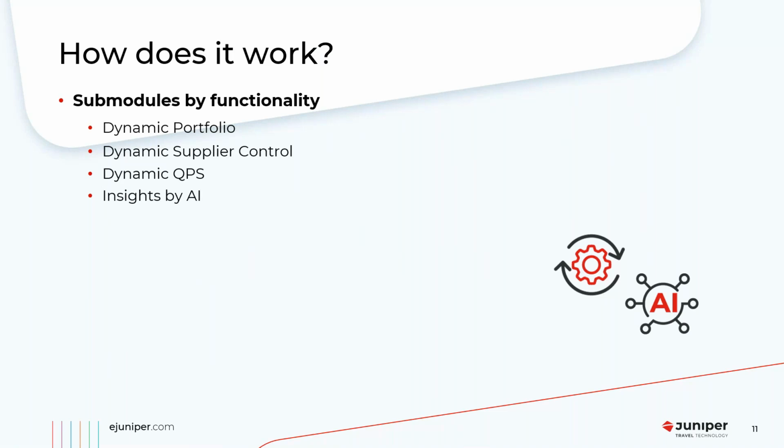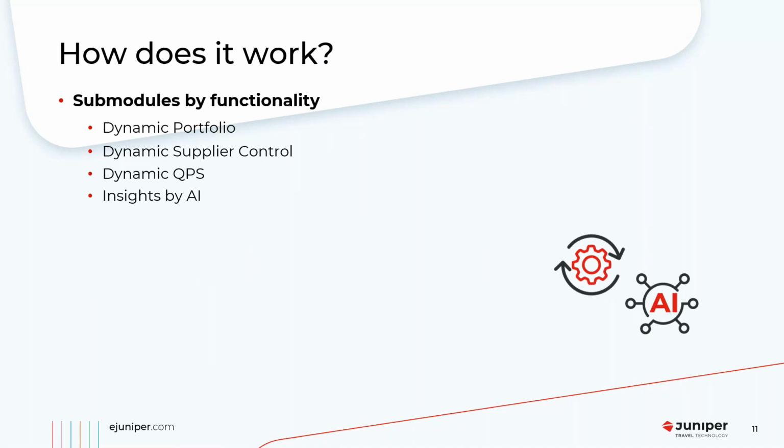So as submodules, we have the dynamic portfolio, which is the creation of automated templates. The dynamic supplier control, which is the automatic creation and update of auto disconnect supplier rules. And the dynamic QPS, which is the automatic creation and update of rate limit rules focused on agencies.